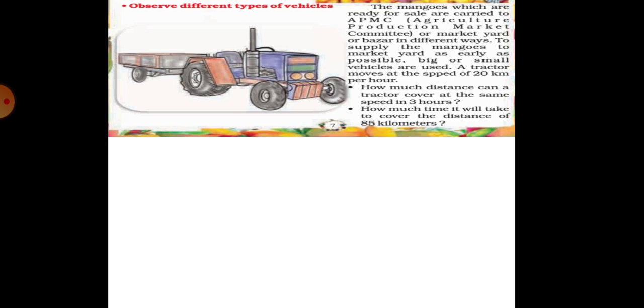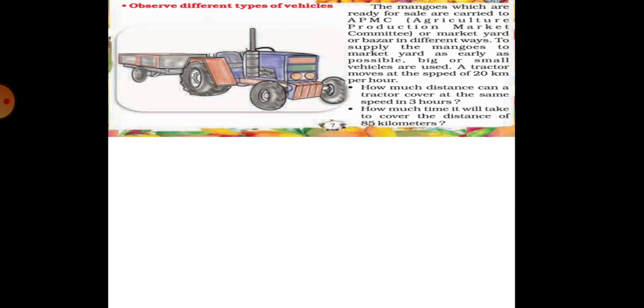A tractor moves at the speed of 20 km per hour. How much distance can a tractor cover at the same speed in 3 hours? How much time will it take to cover the distance of 85 kilometers? Here, the speed of the tractor is given per hour, 20 kilometers per hour. So with the help of this, we have to solve these two questions. Dear students, here is a printing mistake in the spelling of speed.